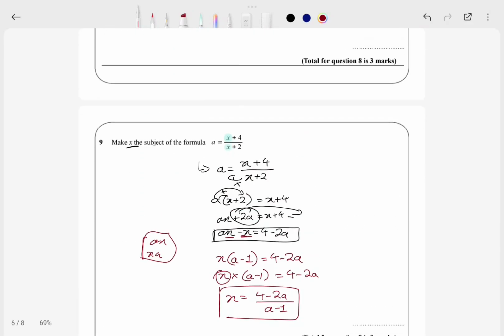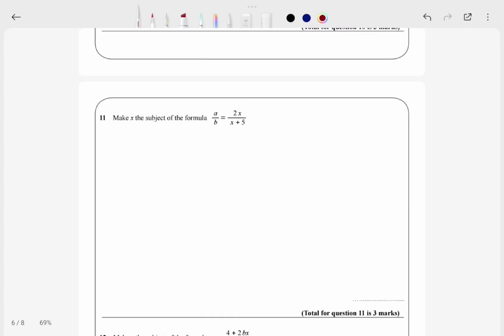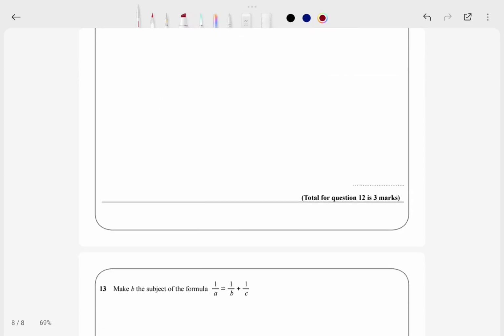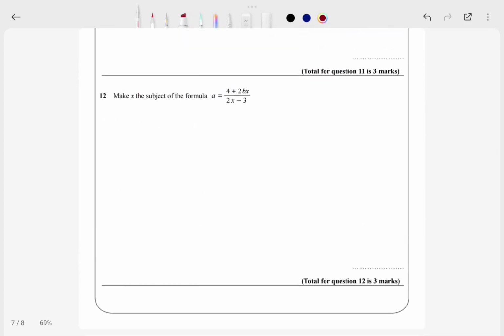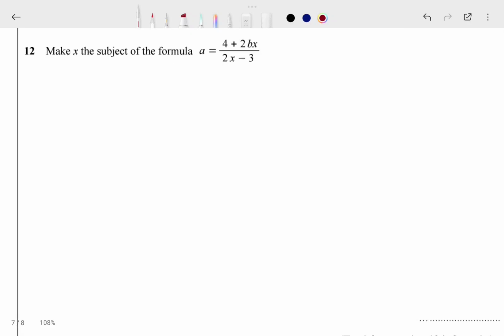Let's go and solve one more. Let's do this one, question number 12. In question number 12, we have to make x the subject again. We have 2x, that means we have to take common. Whenever two variables are repeating, just keep in mind that you have to take the common. First of all, we will write this equation as it is: a is equal to (4 plus 2bx) over (2x minus 3).